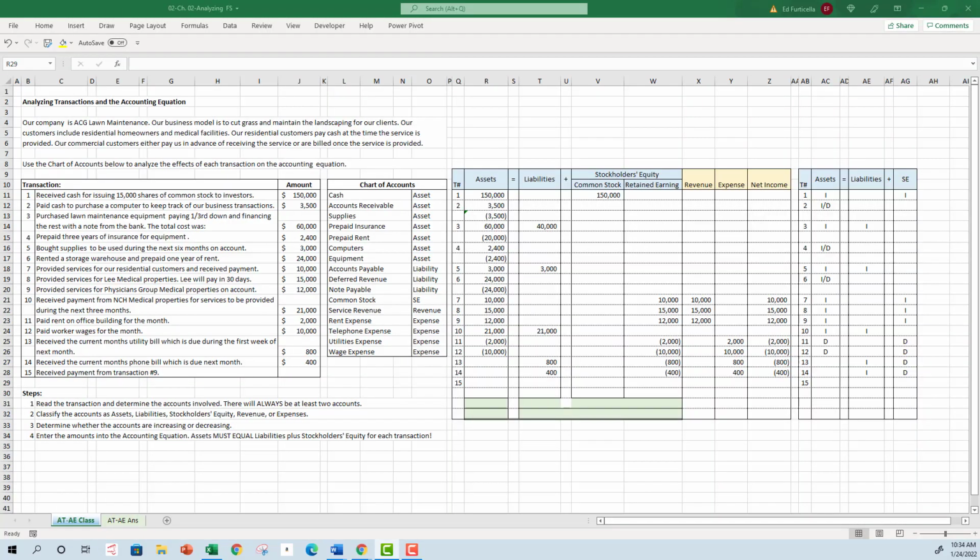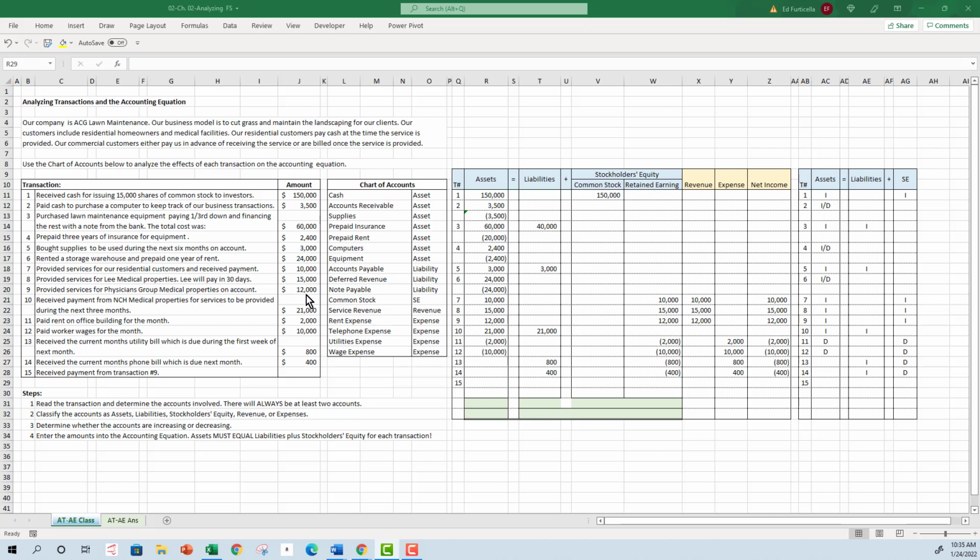Transaction 15 says receive payment from transaction number 9. In number 9, we provided services for Physicians Group medical properties. They didn't pay us because those services were on account. So they owe us $12,000.